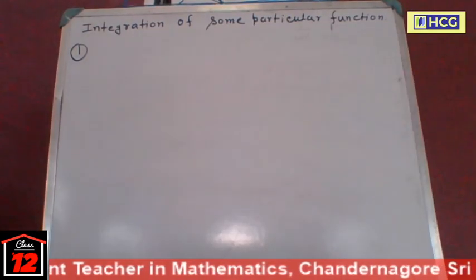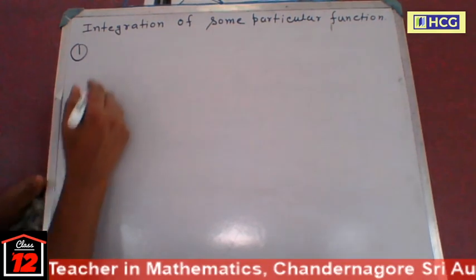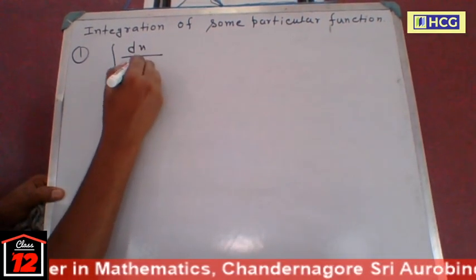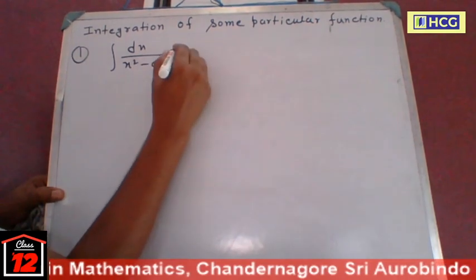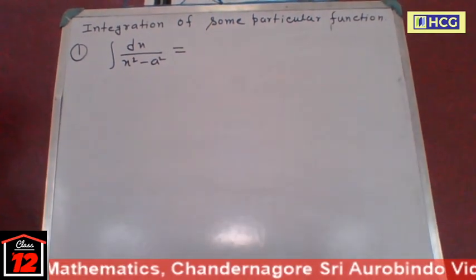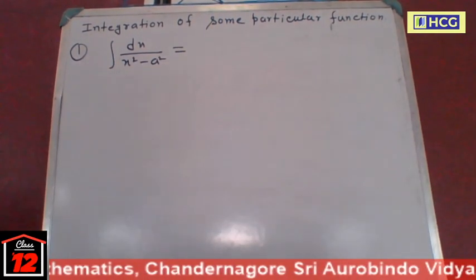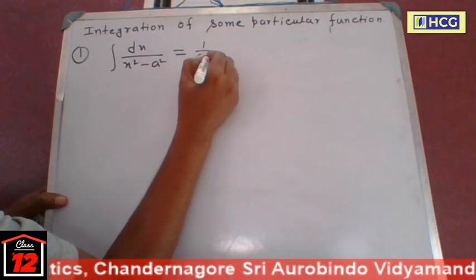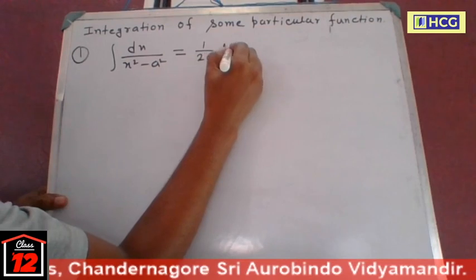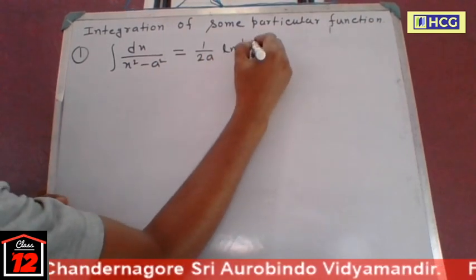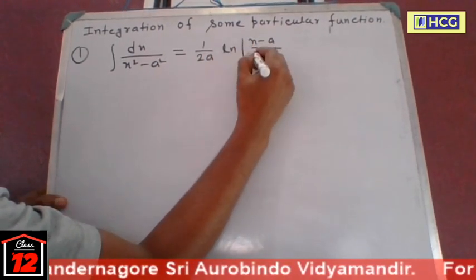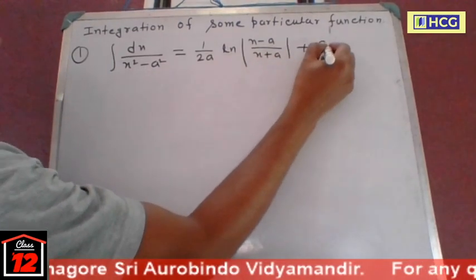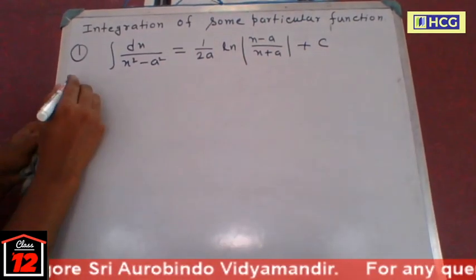Now integration of some particular functions: integration dx by x square minus a square. This formula is very important. Integration dx by x square minus a square is equal to 1 by 2a ln mod of x minus a divided by x plus a, plus c. C is an integration constant.